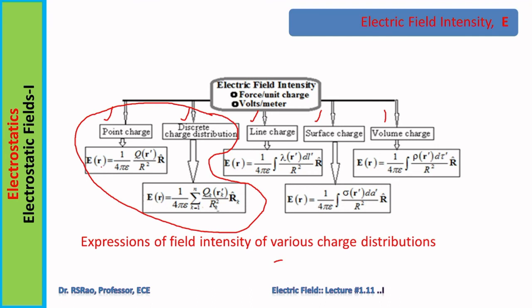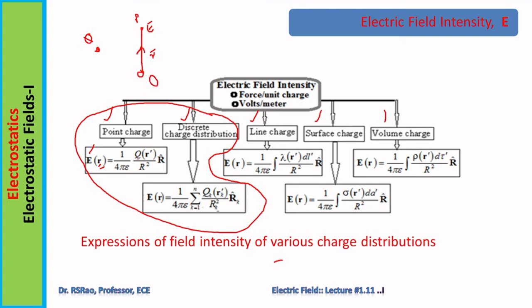Now, let us see the first expression. E is field intensity at R. What is this R? It is a vector, the position vector of the field point. See, here is Q. Surrounding Q, the field is there. In the field, we consider a point P. At this point, what is E? This is the question: E at R. It means the position vector of point P is R.